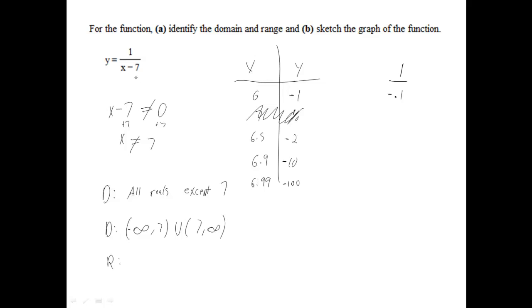You can't do 7, but if I do 7.01, 7.01 minus 7, I get 0.01, so 1 over 0.01. That's going to be positive 100. If I put 7.1, that's going to be a tenth, so it's going to be positive 10. So what happens is you get a graph that kind of looks like this.